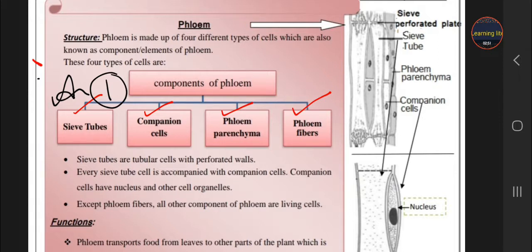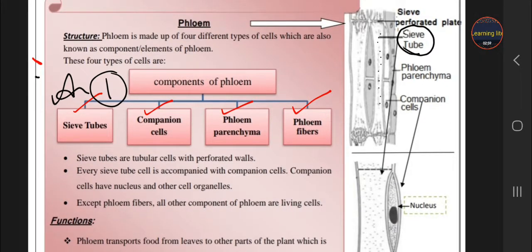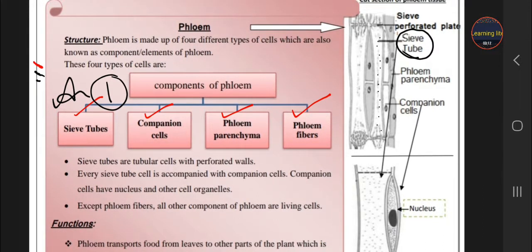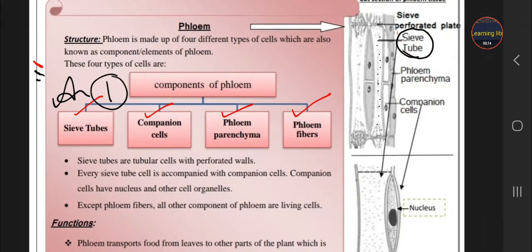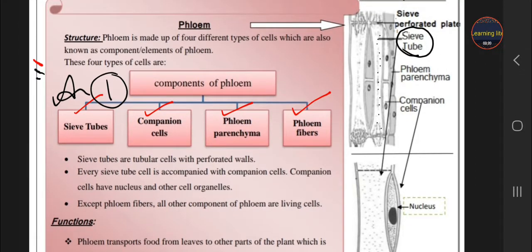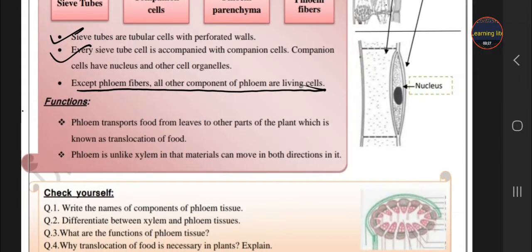If you observe the diagram, students, you first observe the sieve tubes. Sieve tubes are perforated. Perforated means there are holes, perforations, in the sieve tube. Second, companion cells. Companion cells have a prominent nucleus within them. And third, except for the phloem fibers, all are living. Phloem fiber, which provides support, is made up of dead cells, and all the others are made up of living cells.